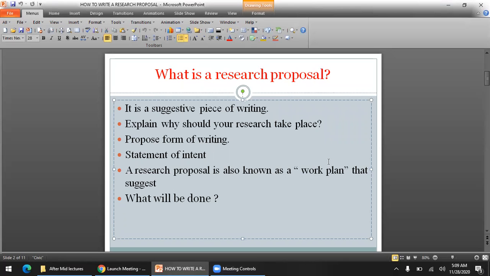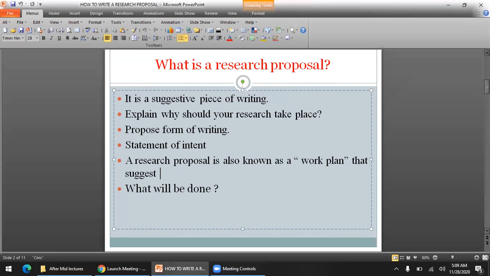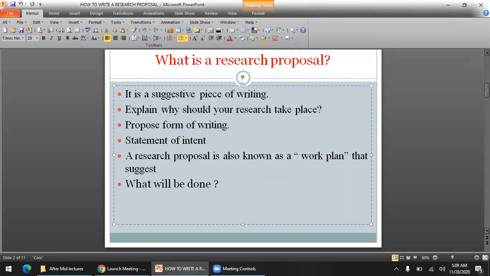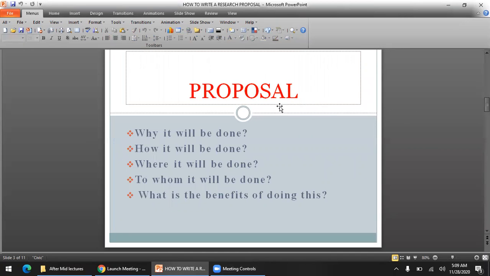Before arranging or writing a research proposal, keep in mind some questions. These questions play a very pivotal role in learning and writing a research proposal. All researchers must have these questions in mind. Why will it be done? ये क्यों किया जाएगा? Okay, why will it be done?